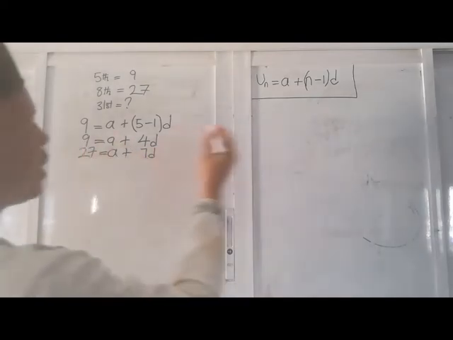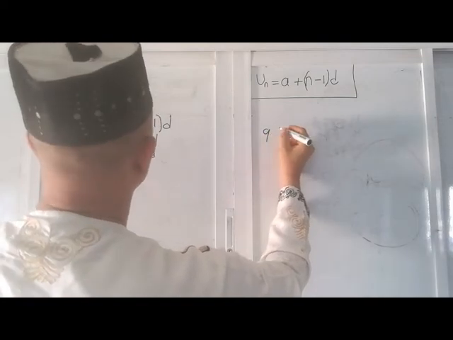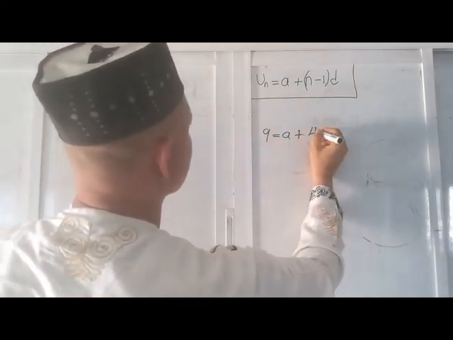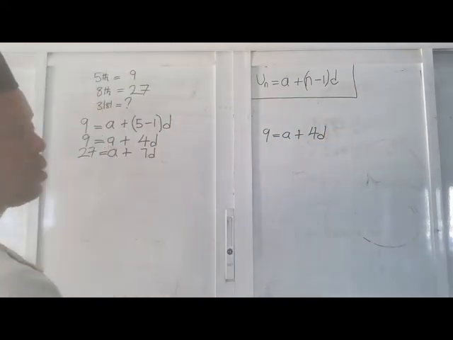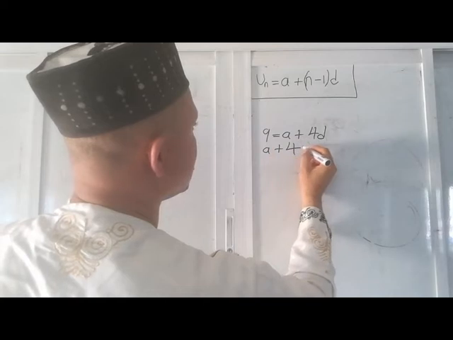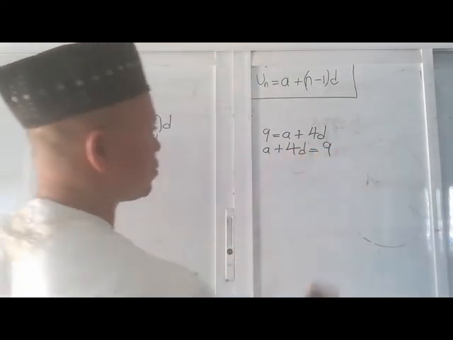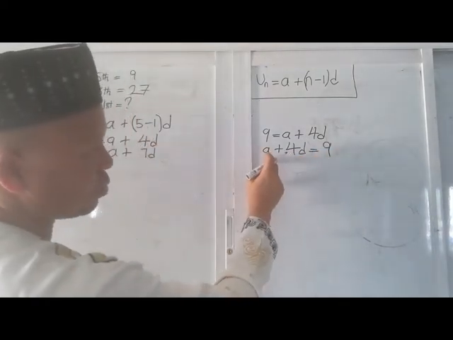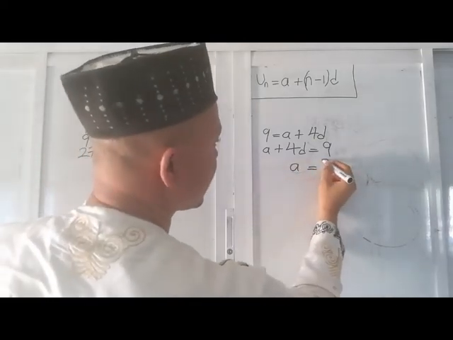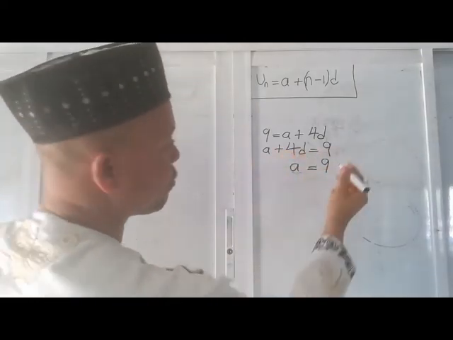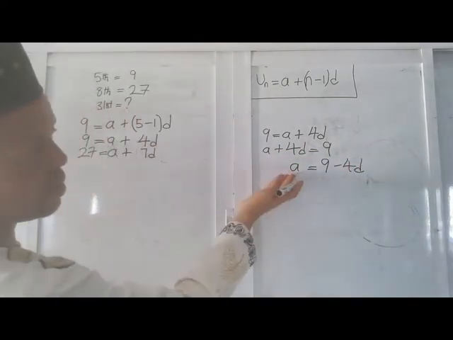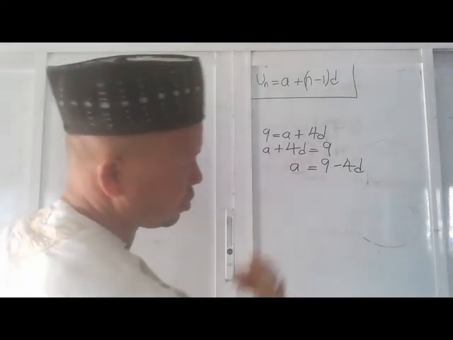What I mean is that we have 9 equal to A plus 4D. Now, let's rotate the equation to be A plus 4D equal to 9. We want A to be alone on this side. So it means that A is equal to 9 plus 4D will cross over to become minus 4D. So this is the value of A, 9 minus 4D.